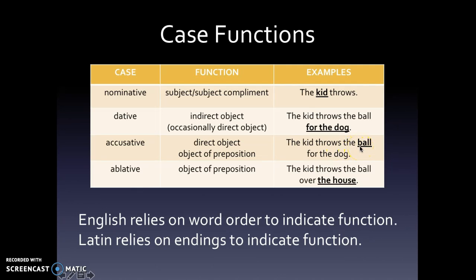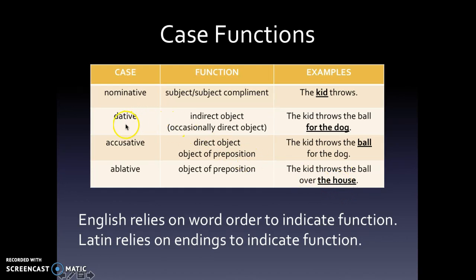The ball. We also have the ablative. The ablative is the object of a preposition. Remember, prepositions generally show position, so whatever is being positioned is the object of that preposition. For example, the kid throws the ball over the house. Over is a preposition. The house is receiving the action or the positioning of this preposition, so over the house is our prep phrase. In Latin, house would be in the ablative here.